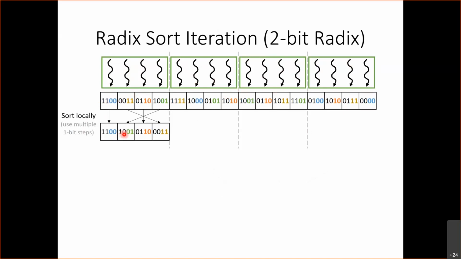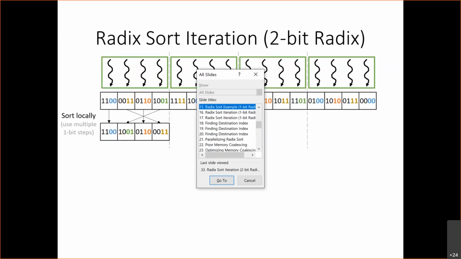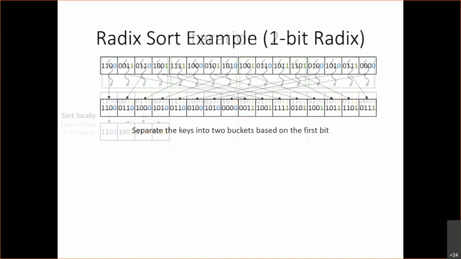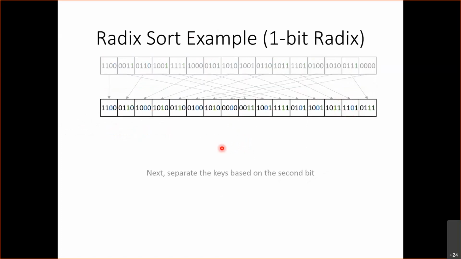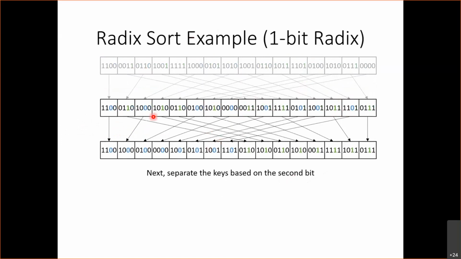I'm asking you to repeat that. Okay, let me go back and show you something. Before, when we did the separation by the first bit, and then we separated keys by the second bit, because we preserved the order here, you'll notice that these elements are sorted by both, the lower two bits. We have all the zero zeros together, then all the zero ones together, then all the one zeros together, and then all the one ones together. So when we do 2 1-bit sorts, that's equivalent to doing 1 2-bit sort.